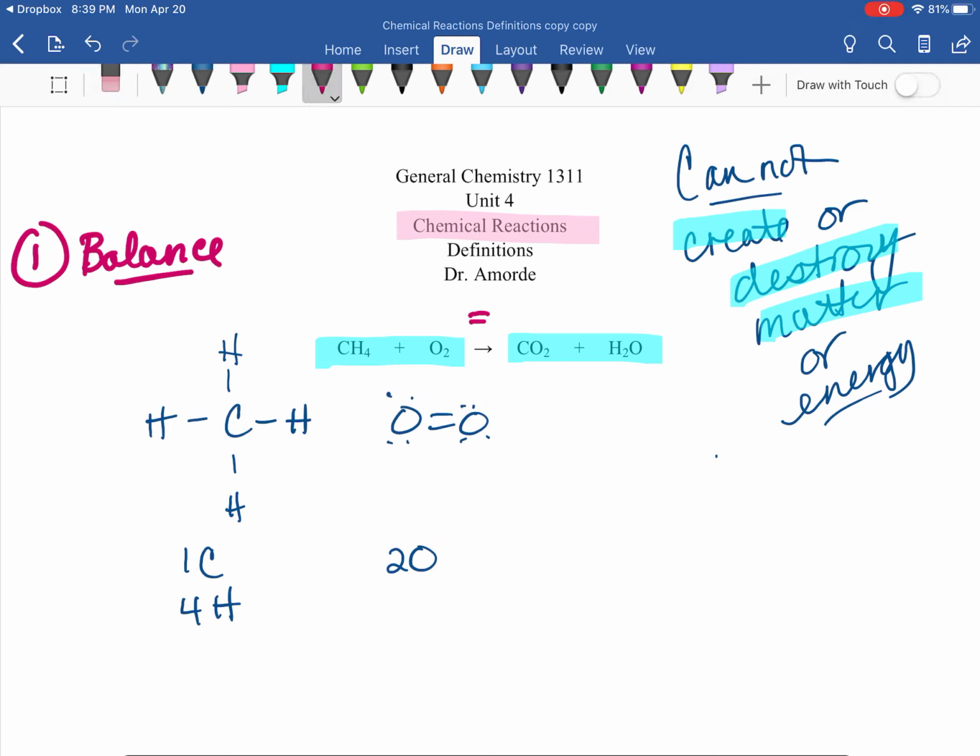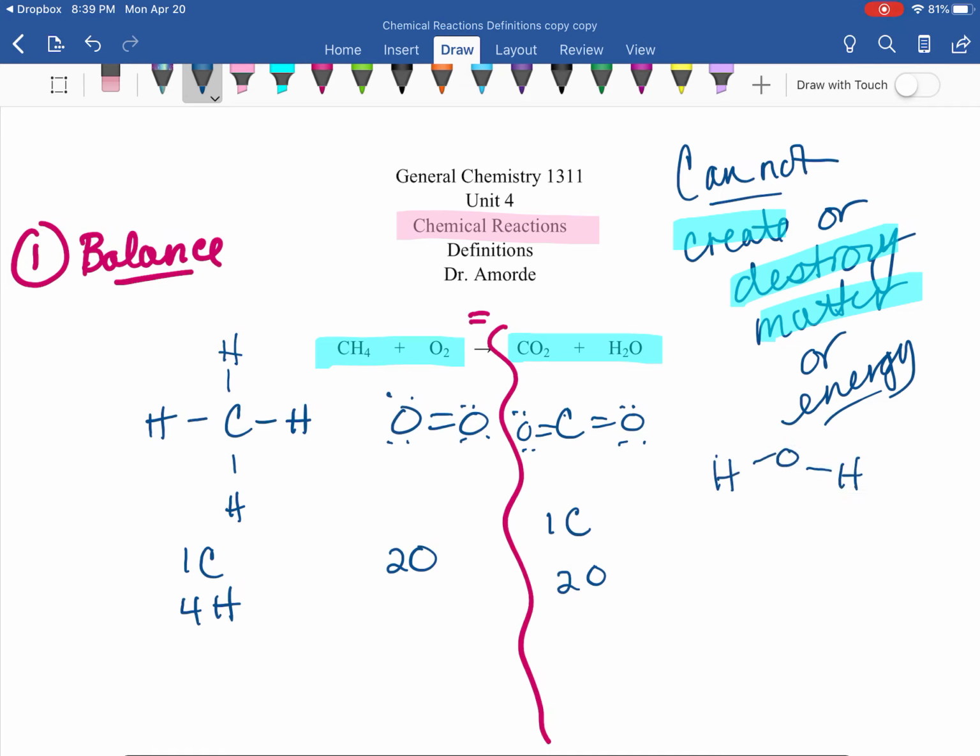All right, let me erase this for a second. Let's double check it. So I've got 1 carbon, 4 hydrogens, and 2 oxygens on this side. Let's draw a little line. So then on my product side, it looks like I've got carbon dioxide. We drew that in unit 2. Oop, no lone pair there. And lone pairs go right here. All right, so that is 1 carbon, 2 oxygens.